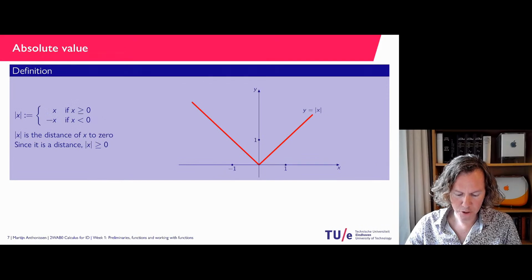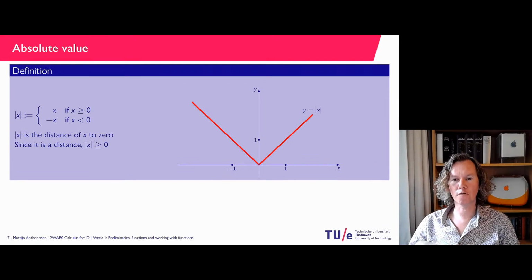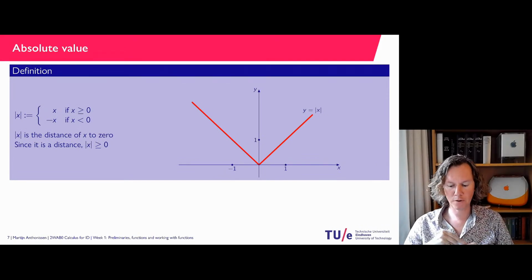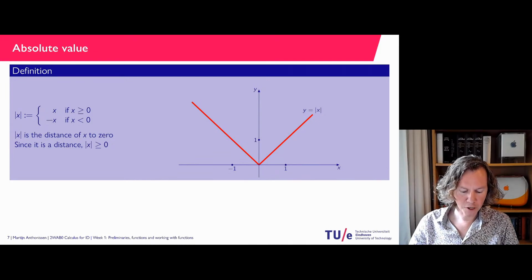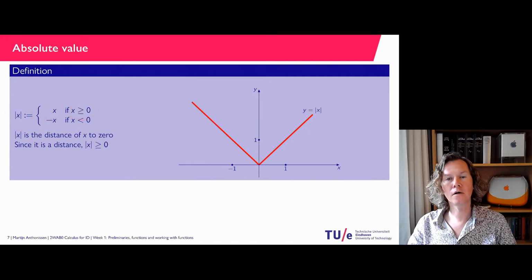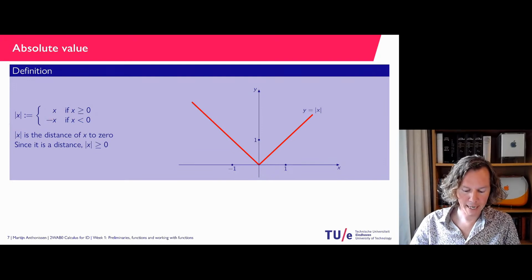Next topic is the absolute value of a function. So the absolute value, you have already seen that function before. The absolute value of x is x itself if you have a non-negative number, if you have a positive number or 0, and it is minus x if you have a negative number.